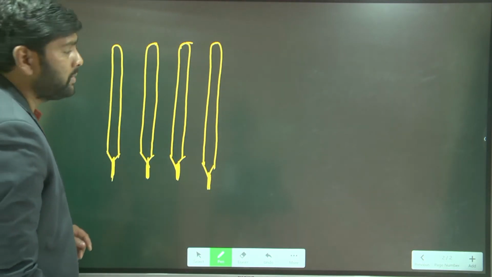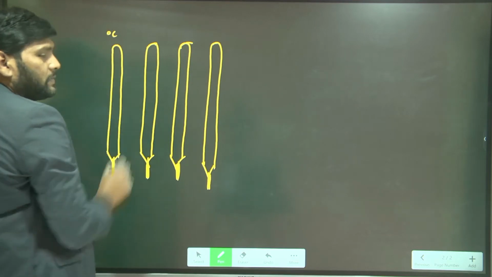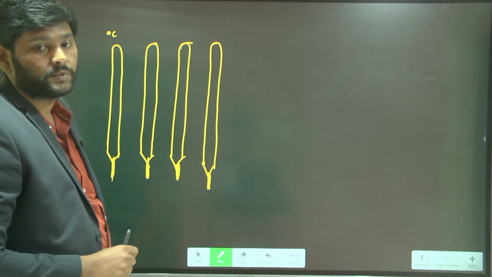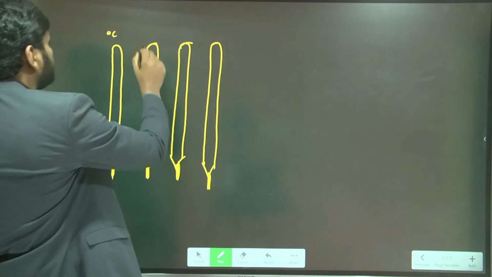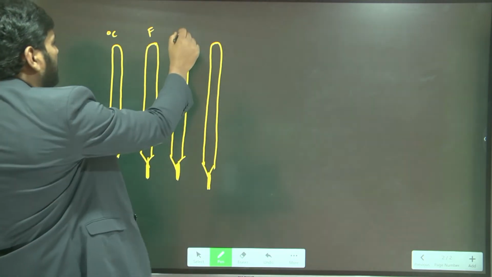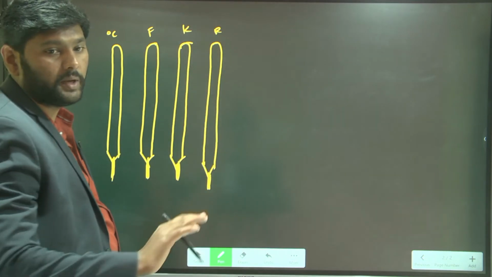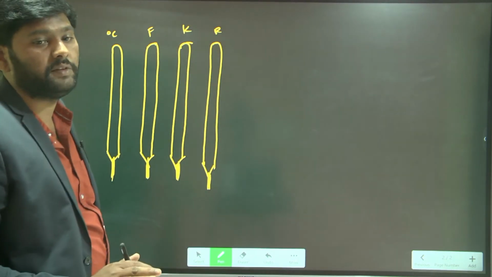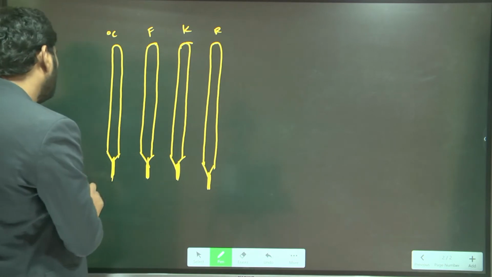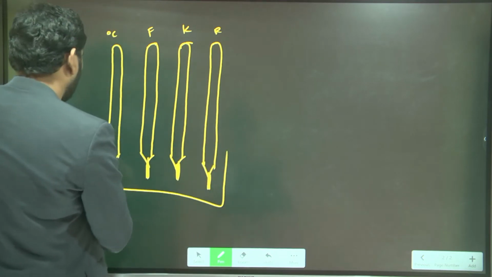This first thermometer has the scale degree Celsius. What is the scale in the first thermometer? Degree Celsius. The second is a Fahrenheit thermometer. This is a Kelvin thermometer. This is a Raman thermometer. So how many scales of thermometer have I taken? 4.